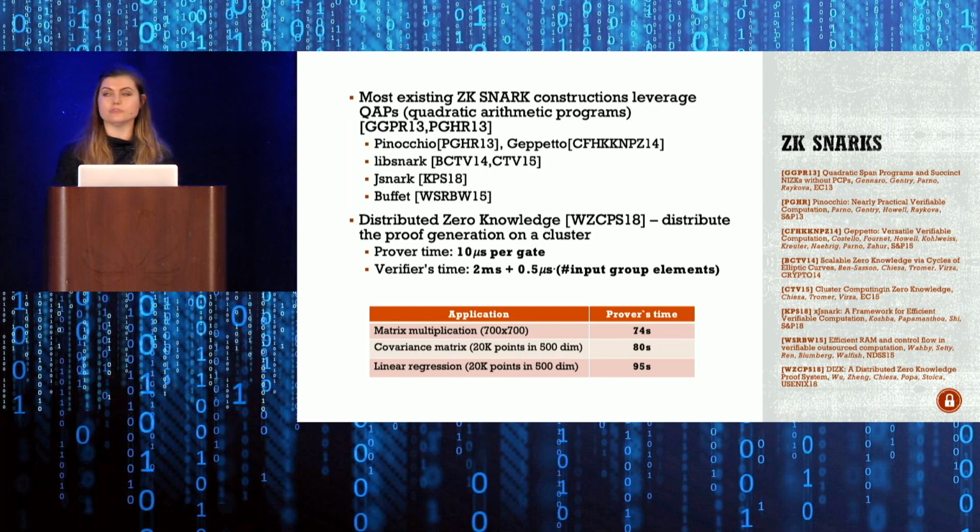If you want to look at specific applications, if you want to generate a proof for the correct training of linear regression on 20,000 points in dimension 500, this takes about 95 seconds.